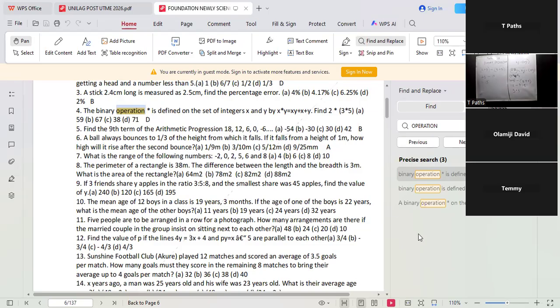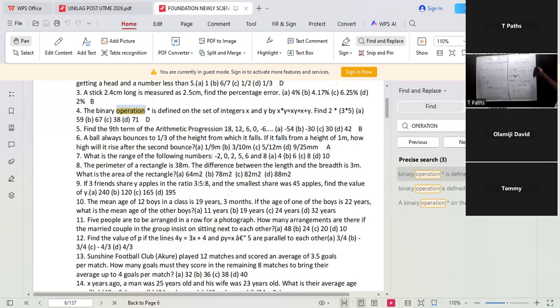So from the Unilag Foundation past question, page 6, question 4, it says the binary operation is defined on the set of integers, x and y, by xy is defined as xy plus x plus y. So I'm to find the value of 2 operation 3 operation 5.